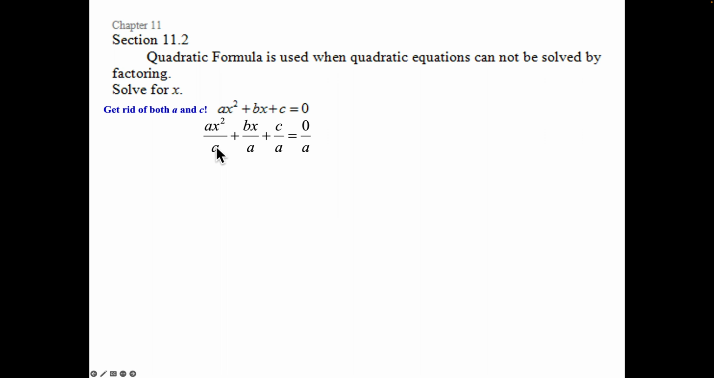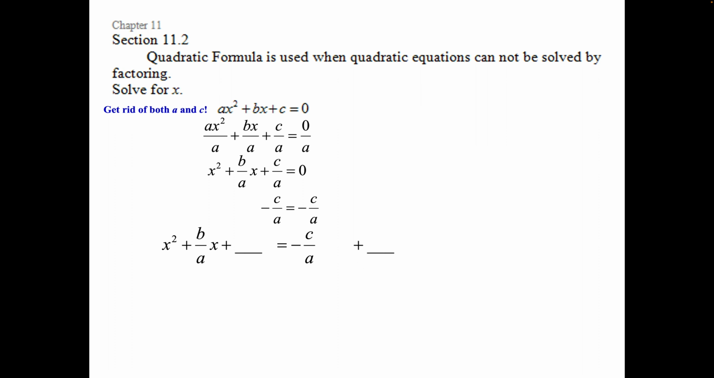Ax squared over a, bx over a, c over a, 0 over a. There's my terms. Next thing, get rid of the constant. Subtract it over and put in your blanks. Leave some space in between here because we're going to have to manipulate the denominator to make sure it's a perfect square. Wait a minute. They're variables. How do I know if they're perfect squares? You just have to have that variable squared and you're in business.